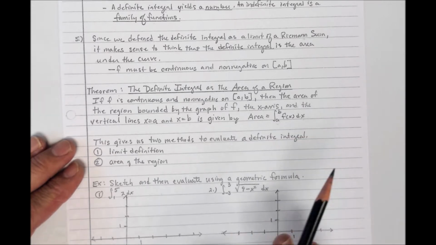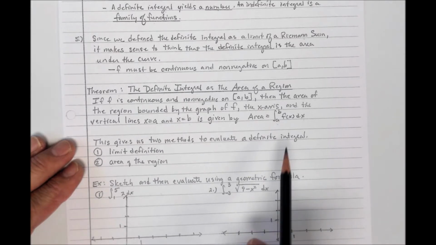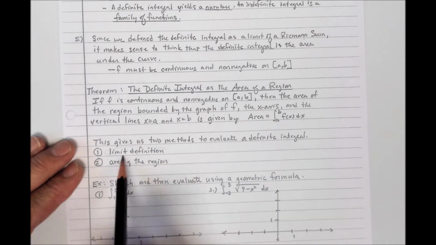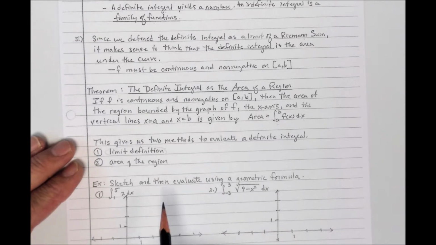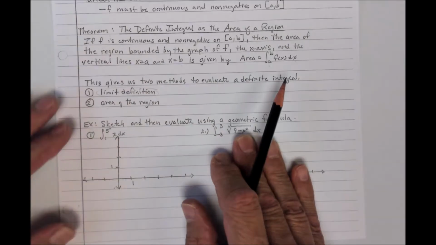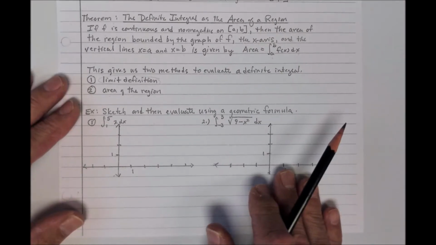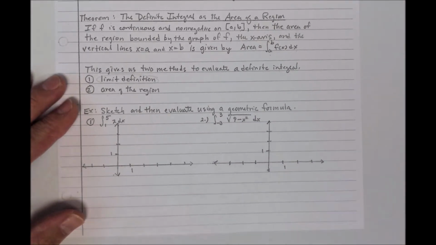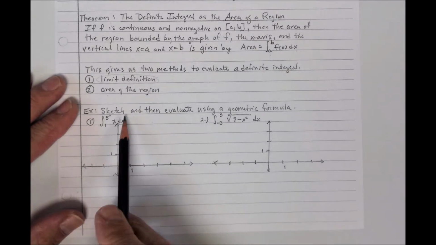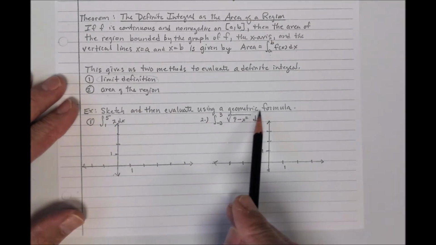So now we have two methods to evaluate a definite integral. We can use the limit definition that we showed at the end of the last section, and that we could apply easily to a Riemann sum, or we can use it as finding the area of the region. So if we have a nice enough region, maybe we can use our area formulas that we learned from our days in geometry or even pre-algebra to help us. Let's sketch and then evaluate using a geometric formula.